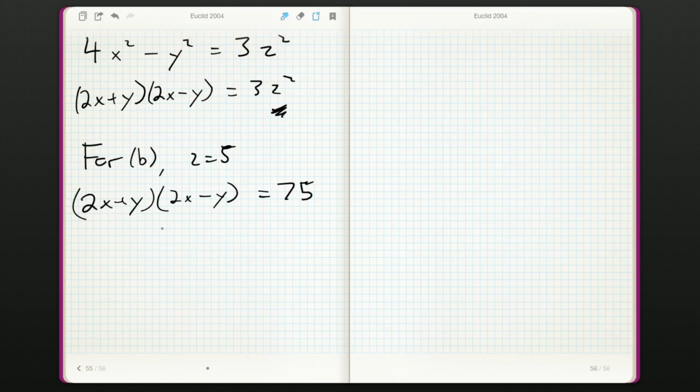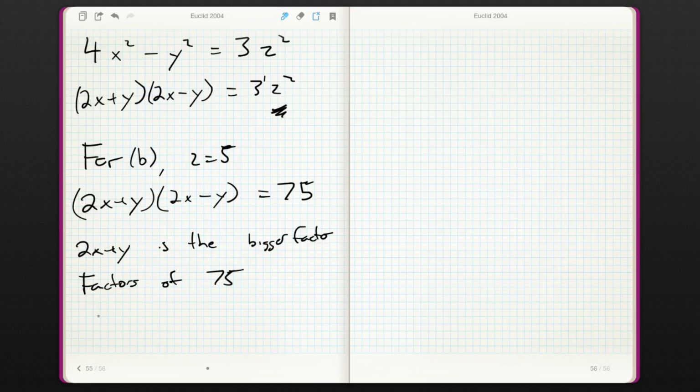All right, 2x plus y is the bigger factor. And they're both going to be positive, so let's see, factors of 75. We're going to be quite limited because z was prime. We're going to have 3 to the 1, and so it'll be 2. There's only going to be 6 factors to deal with.